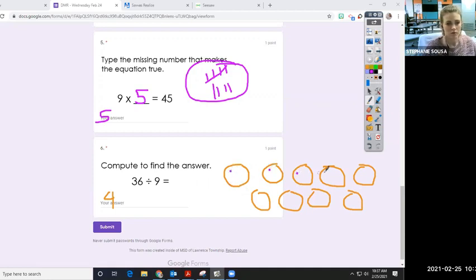1, 2, 3, 4, 5, 6, 7, 8, 9, 10, and so on, counting up to 35, 36. There are 4 in each group.